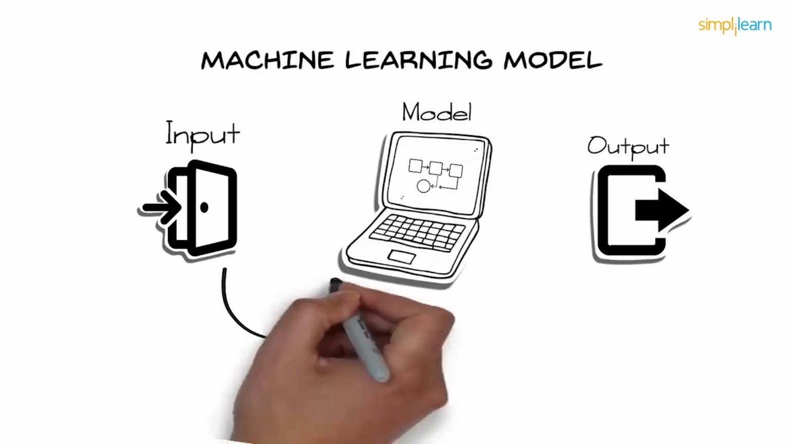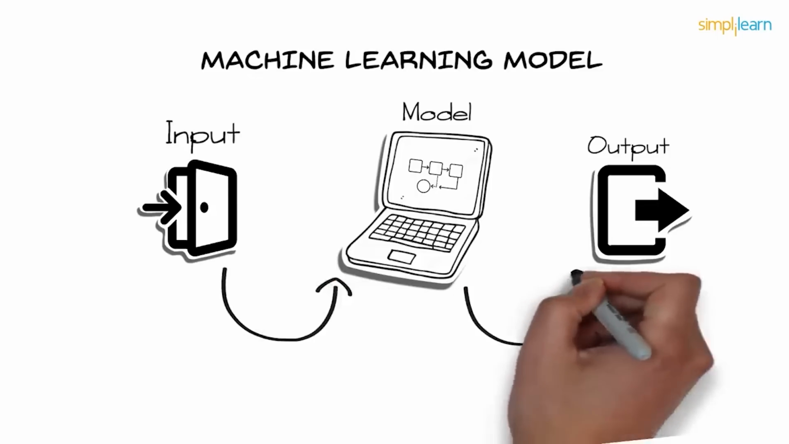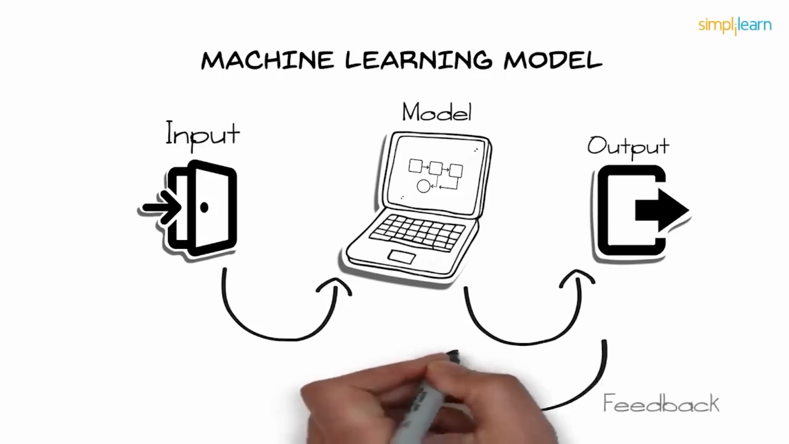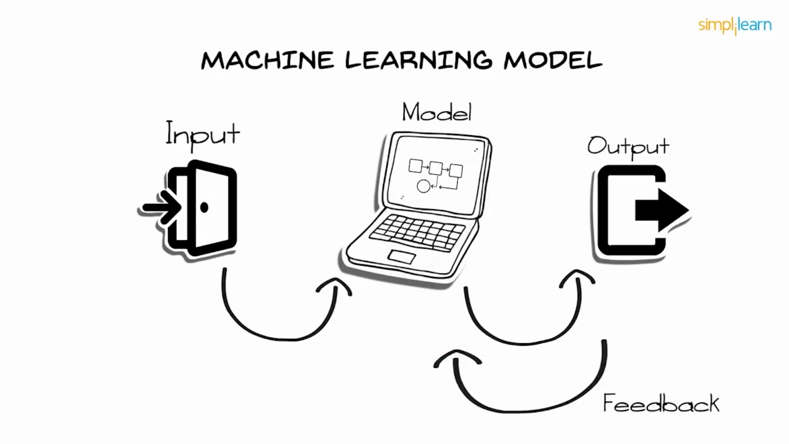Input is given to a machine learning model, which then gives the output according to the algorithm applied. If it's right, we take the output as our final result. Else, we provide feedback to the training model and ask it to predict until it learns. I hope you've understood supervised and unsupervised learning.